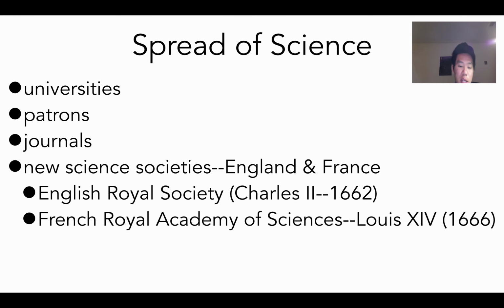All right. So the English Royal Society is the most successful and the most prestigious, and established by Charles II. And then you have the French Royal Academy of Sciences, thanks to Louis XIV, Sun King, to establish that as well.